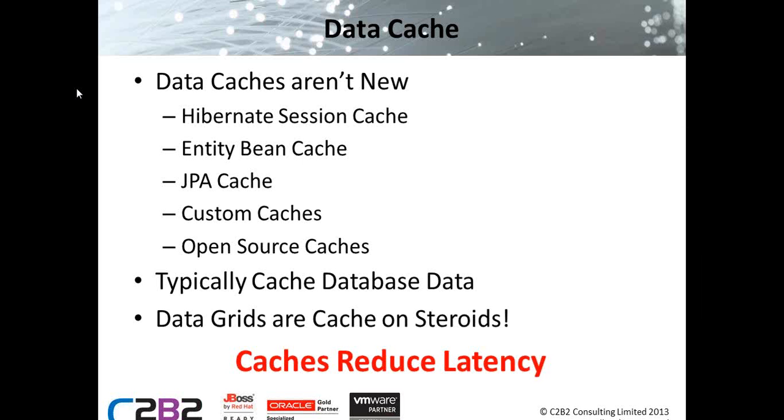And there are many other open source caches. A while ago, there used to be something called OSCache. And typically these caches are used to store database data. Fundamentally, the only reason you would use a cache in any architecture is to reduce latency. Essentially, caches are used to move the data closer to the processing to remove latency when accessing typically database data, but it could be any sort of data.